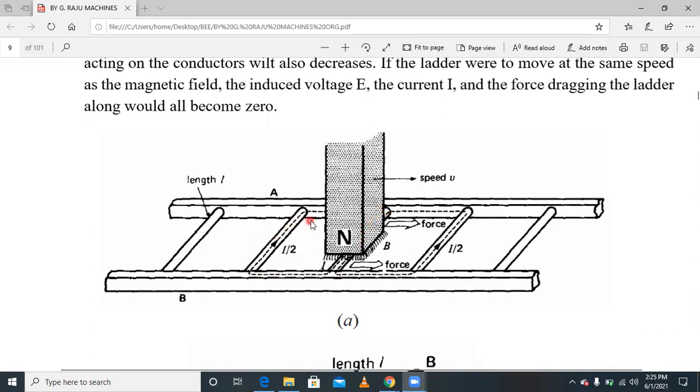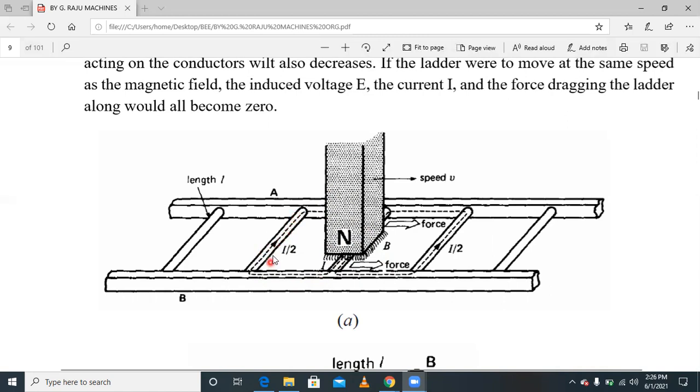Understood? First, what happens when relative speed takes place? That means the stator rotating magnetic field, or this permanent magnet, is moving over this ladder because of the relative speed. According to Faraday's law, E is equal to BLV. So EMF is induced in this rotor conductor, and because of this EMF, some amount of current is developed immediately. That current is circulating.